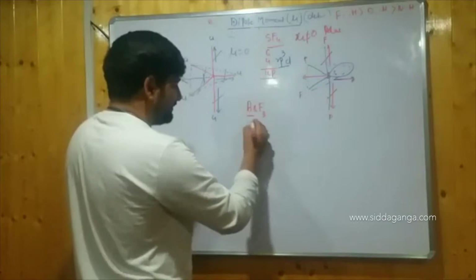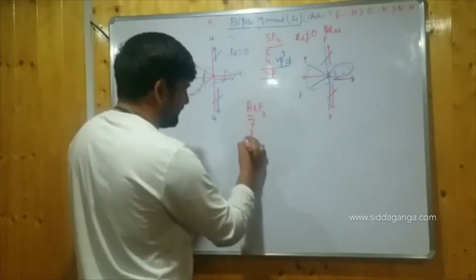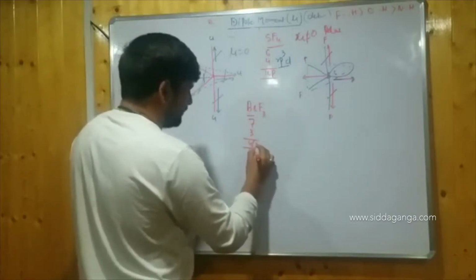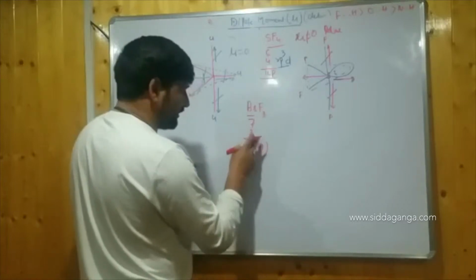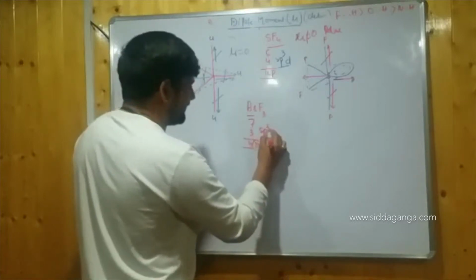Oh, it's halogen, right? 7. How many bonds made? 3. Remaining electrons? 4. That means 2 lone pairs. How many bond pairs? 3. Total 5. Hybridization will be sp3d.